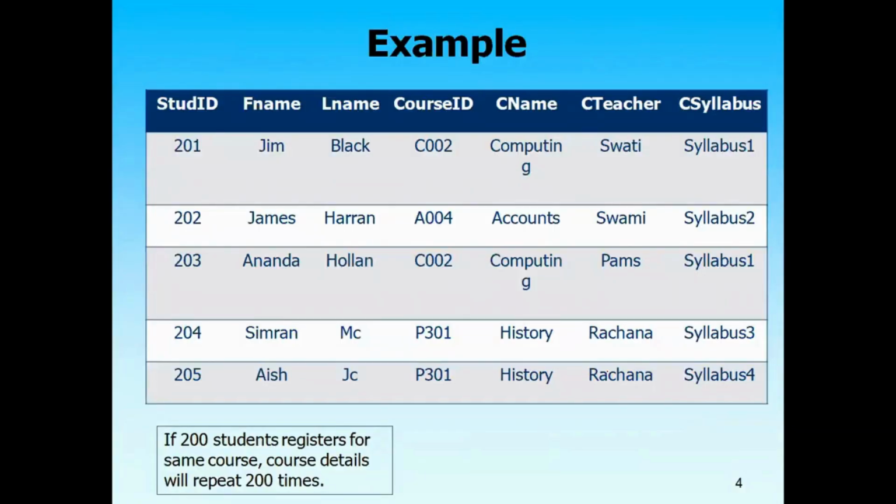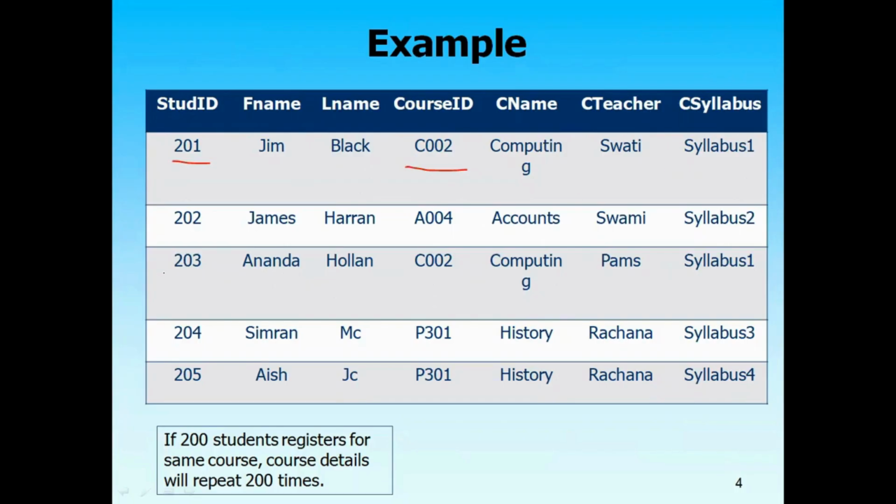Now see one example. Whenever you do the requirement analysis in the software development lifecycle, you may gather all the requirements and put them into a single table. What happens when we put all the requirements into a single table is that there can be data redundancy. This table contains the information about the student along with their course details. If you observe, student 201 has enrolled for the course C002, where the course name is computing, and we are also maintaining the details about the course teacher and course syllabus.